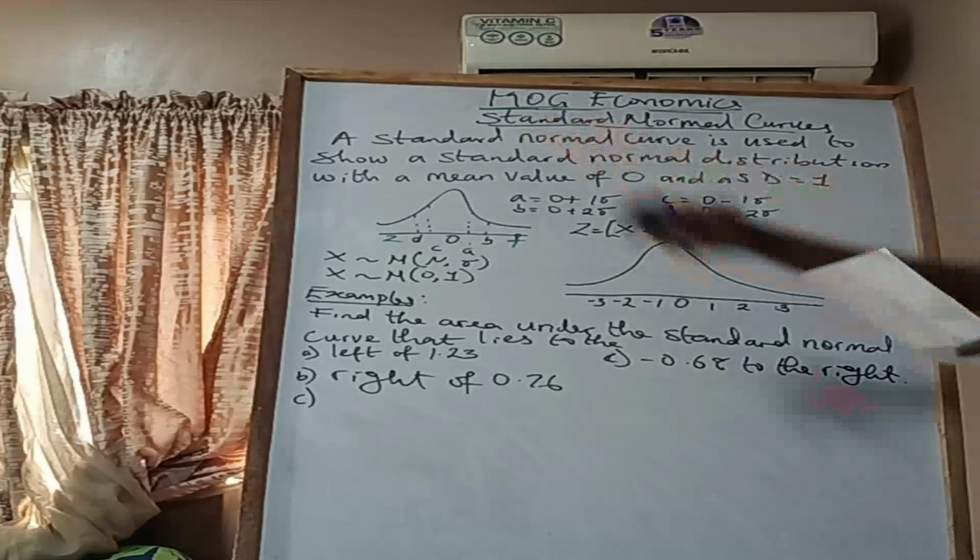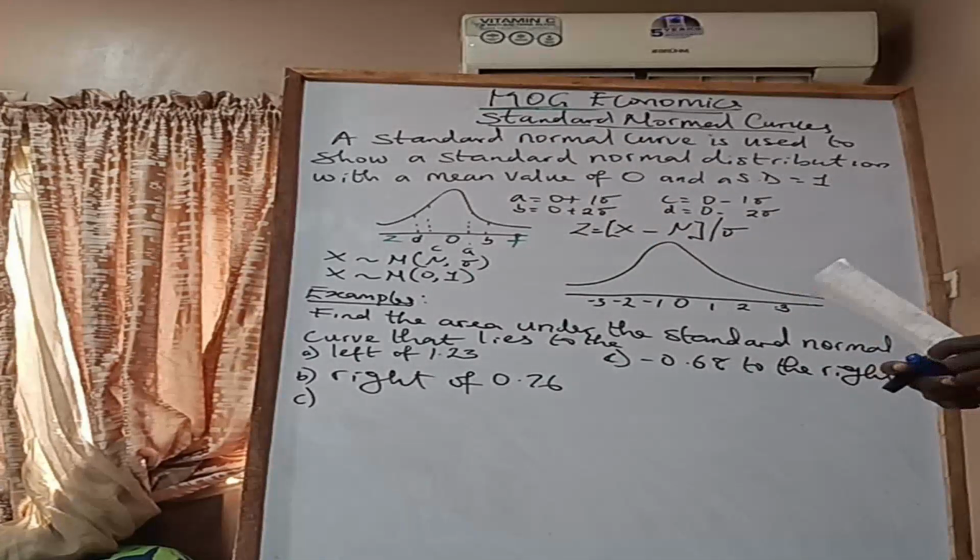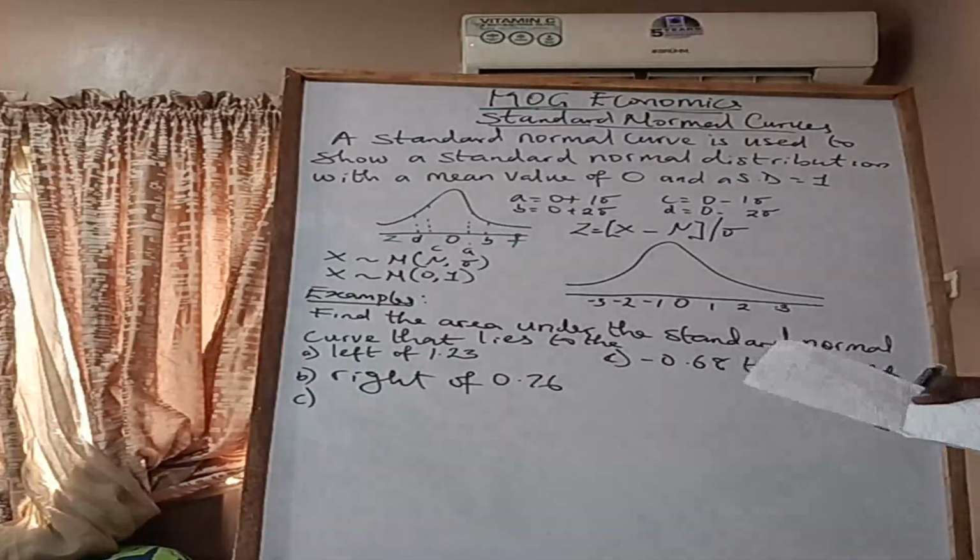All right. So a standard normal curve is used to show a standard normal distribution with a mean value of 0 and a standard deviation of 1.